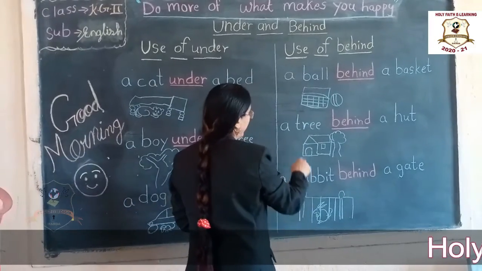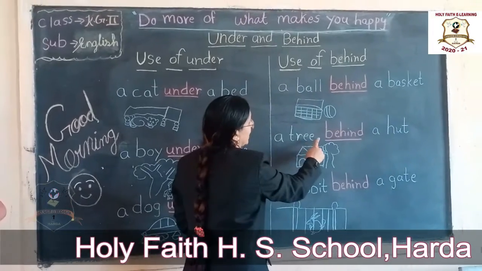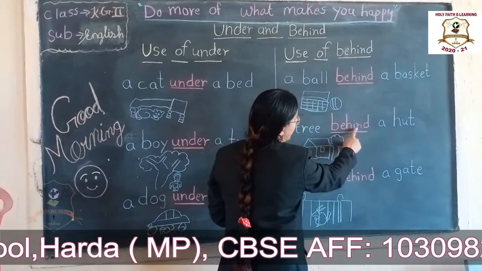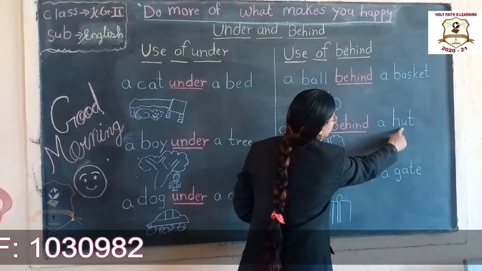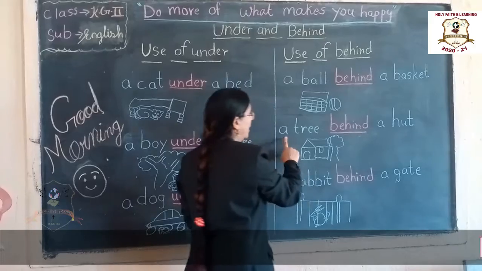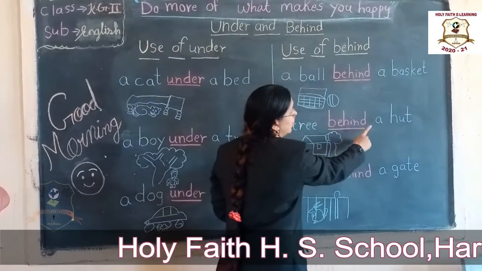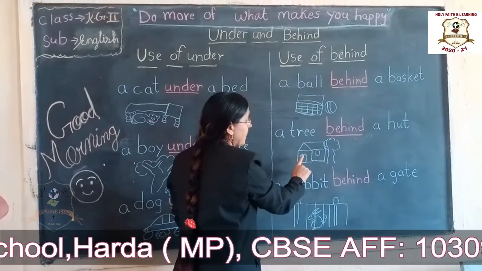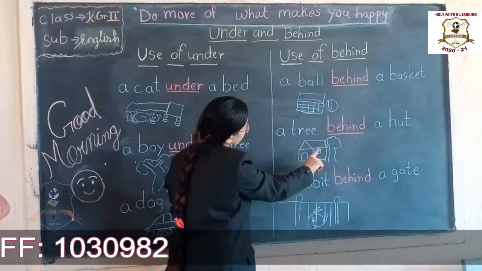Okay. Now next. A tree behind a hut. ट्री कहाँ है? हट के behind है, पीछे है.